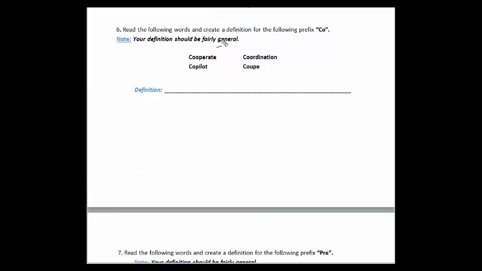Number 6, read the following word and create a definition for the prefix co. Cooperate. When you cooperate, you're going to do it with other people. You're cooperating with others. Coordination. When you are in coordination, you are going to be doing something with other people, or if you are coordinated, you are making a bunch of different muscles work together.